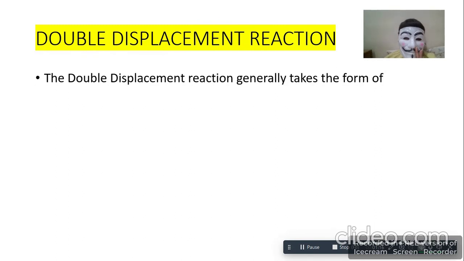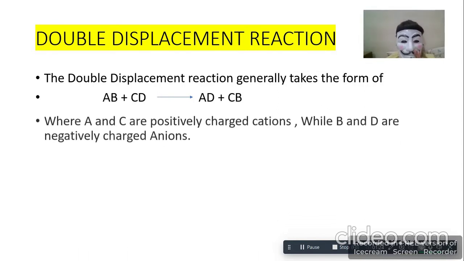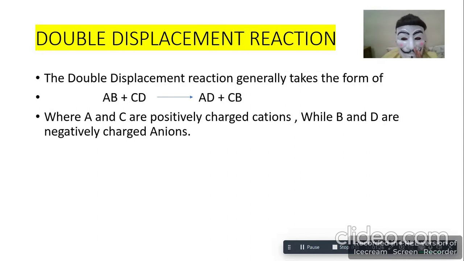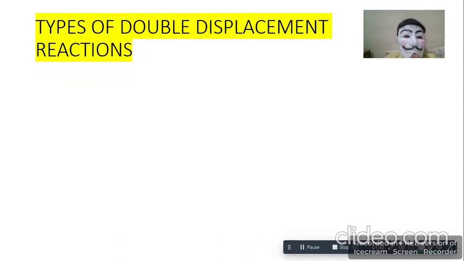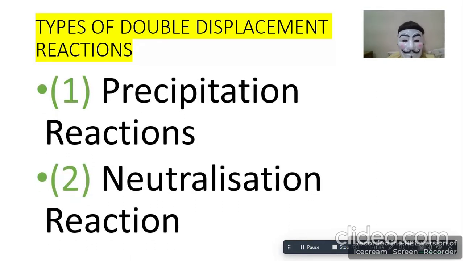The double displacement reaction generally takes the form of AB plus CD gives AD plus CB. Here A and C are positively charged cations, while B and D are negatively charged ions. So now let's see some types of double displacement reaction. It is of two types: precipitation reaction and neutralization reaction.